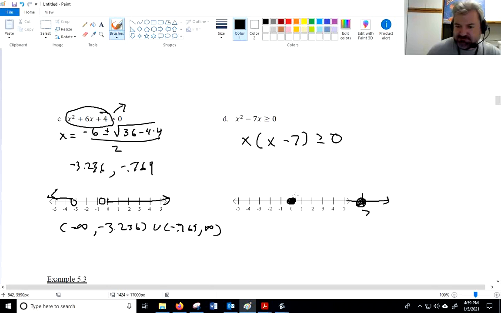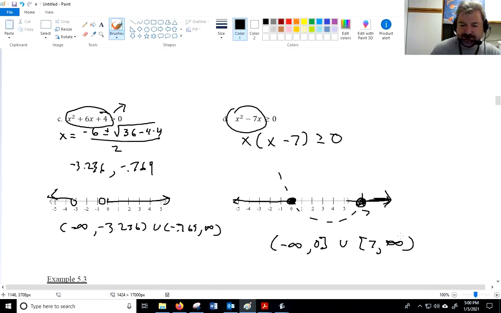And we're going to be above the x-axis on the left and on the right if you plug in numbers or think about the shape of that graph going like this. All right, so the answer there is negative infinity to 0 with a bracket, union, bracket 7 to infinity.